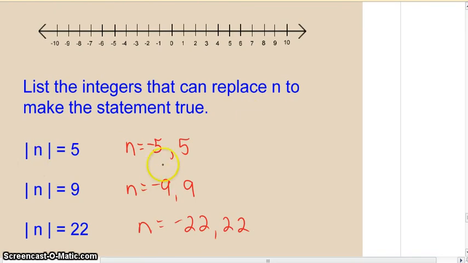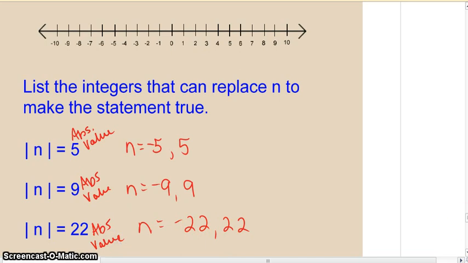So the first example, we should have negative 5 and 5 because both of those numbers will give us an absolute value or distance of 5. For the next one, we should have negative 9 and 9 because both of those will give us an absolute value of 9. And then for the last one, we should have negative 22 and 22 because once again, both of those will give us an absolute value of 22.